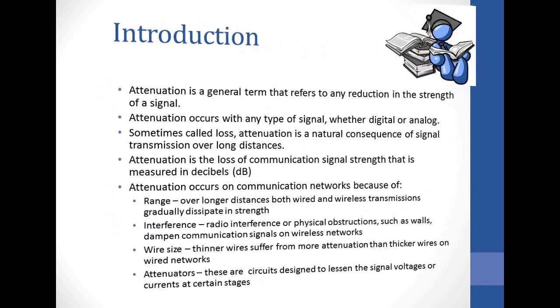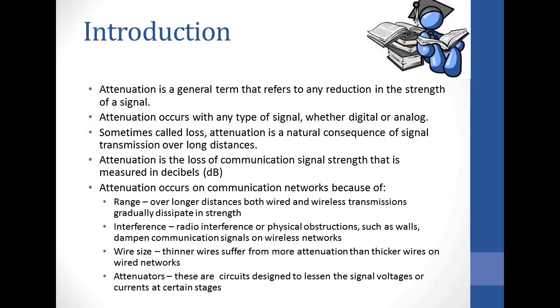So let's start. Attenuation in general refers to the reduction of signal strength. So whenever our signal strength is decreasing, we call that attenuation. For example, if we start with 10 watts and then end up with 5 watts, there is a loss. So basically attenuation is a loss. In our case, we do not talk about attenuation in watts, we talk about attenuation in decibels. So attenuation is loss of communication signal strength that is measured in decibels.